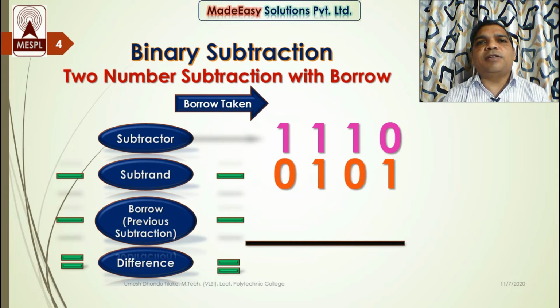Now as we have seen in the video on decimal subtraction, subtraction is a process performed digit by digit. So we always start subtraction from the LSBs. So here we will start the subtraction from the LSBs, the least significant bits.